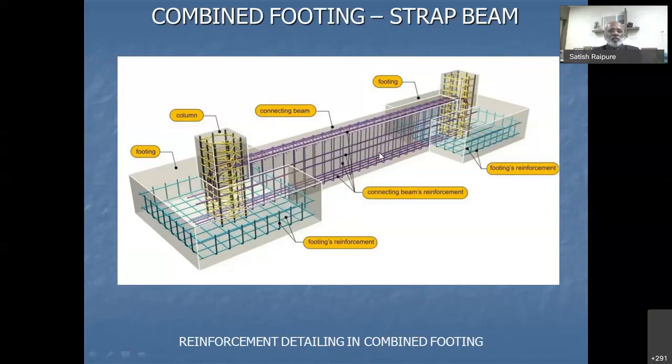This is a typical picture of the strap beam. This is the column on the boundary line or the plot boundary, and we cannot extend the foundation on that side. We can see that these two columns are connected at the footing level with the beam. This is the strap beam, and we'll find that the reinforcement required at the top will always be more as compared to the bottom.